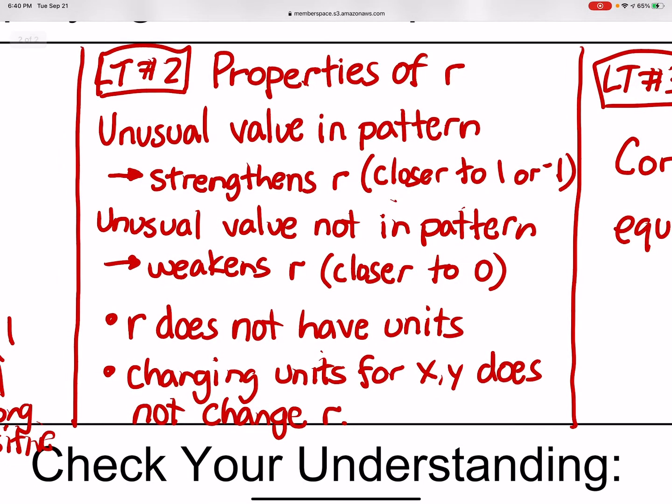We noticed that any unusual values that happen to be in the pattern, like the number off to the right, actually strengthen R. We saw R go up from 0.992 to 0.998. What happens when we have unusual values that are not in the pattern? That ended up weakening R. R went down. We took one of the numbers out. It actually went all the way down to like 0.4. So it was significantly weaker. It got much closer to 0.